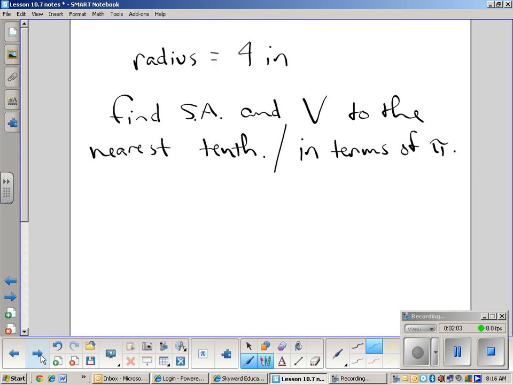We have a radius of 4. Find the surface area and volume to the nearest tenth, and also in terms of pi. So the book will ask you to find volume and surface area in terms of pi, and they'll also ask you to round. So radius of 4. What we're saying is this distance from the center to the edge of the sphere is 4 inches.